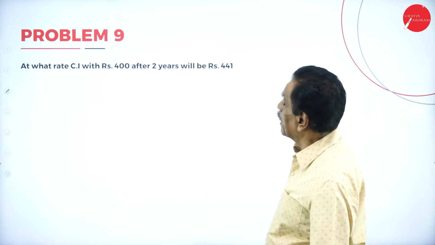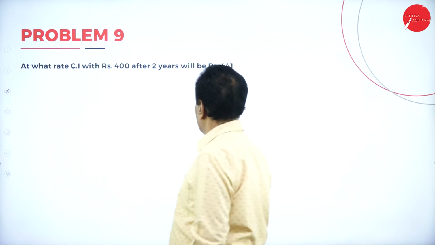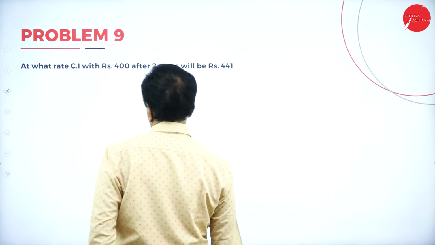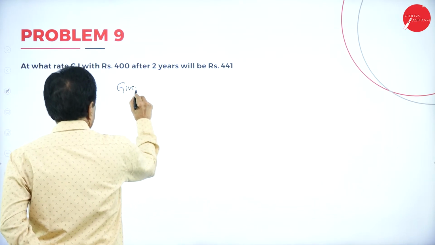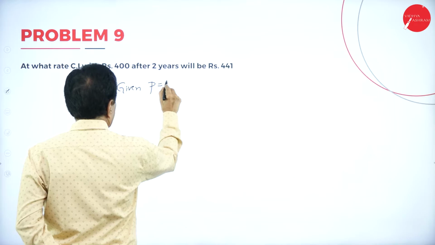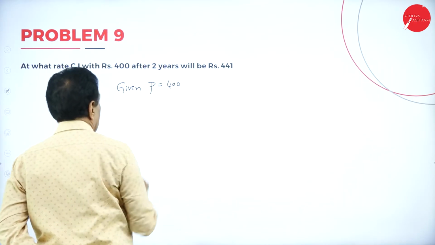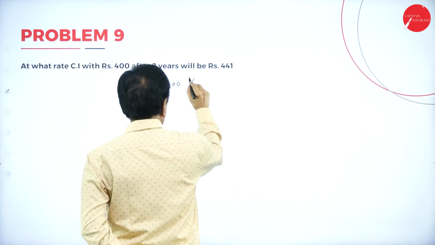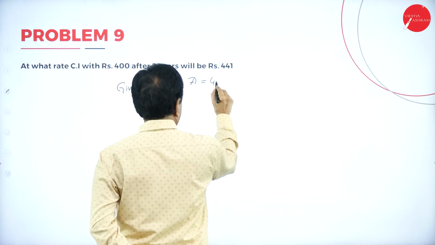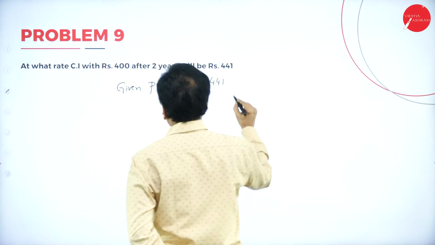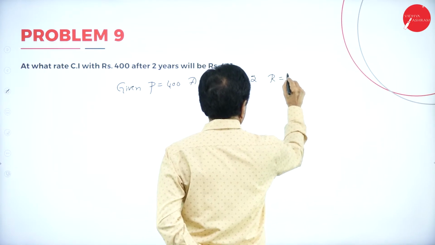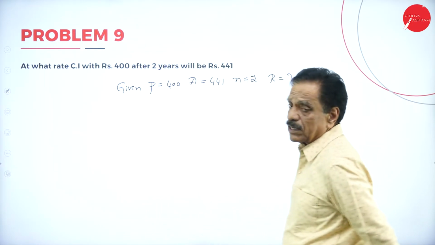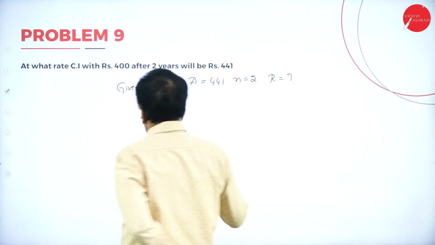At what rate compound interest will rupees 400 amount to 441 after 2 years? Same type. Given: P is equal to 400, A is equal to 441, N is equal to 2 years, R is equal to what? Same type they ask in the examination, so apply.